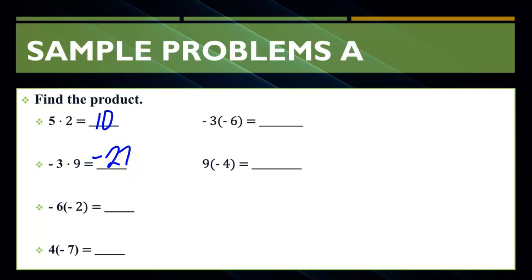Both of them are negatives, so our answer is positive, so 6 times 2 is 12. 4 times -7 is -28. It's negative because one's positive, the other one's negative. -3 times -6, both of them are negative, so my answer is positive, so a positive 18. And this one, 9 times -4, is a -36.